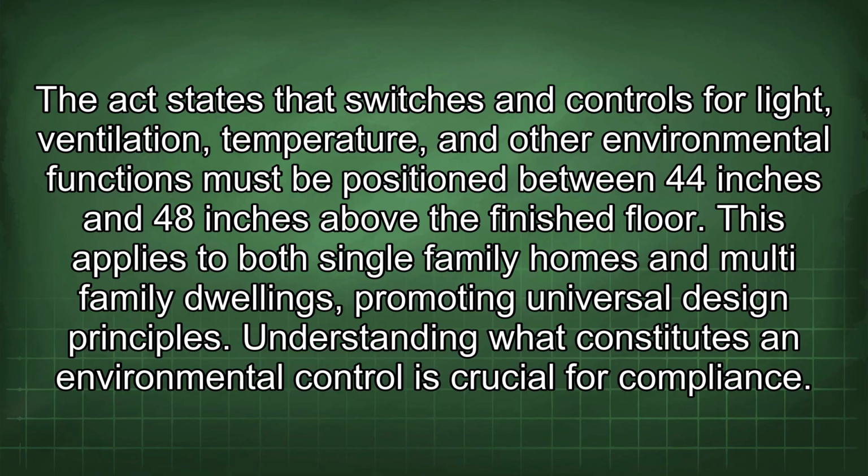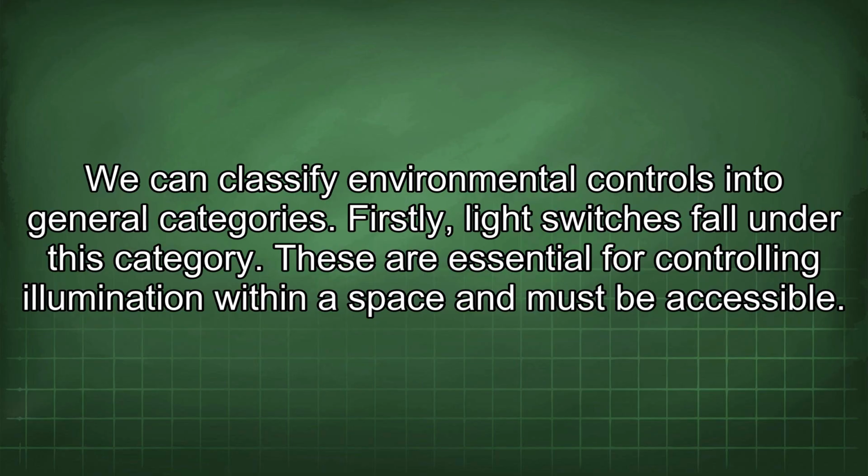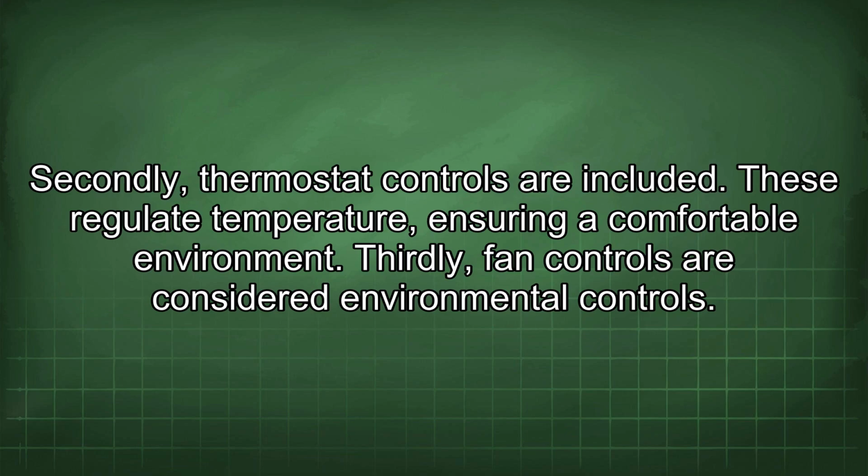Understanding what constitutes an environmental control is crucial for compliance. We can classify environmental controls into general categories. Firstly, light switches fall under this category. These are essential for controlling illumination within a space and must be accessible. Secondly, thermostat controls are included. These regulate temperature, ensuring a comfortable environment.